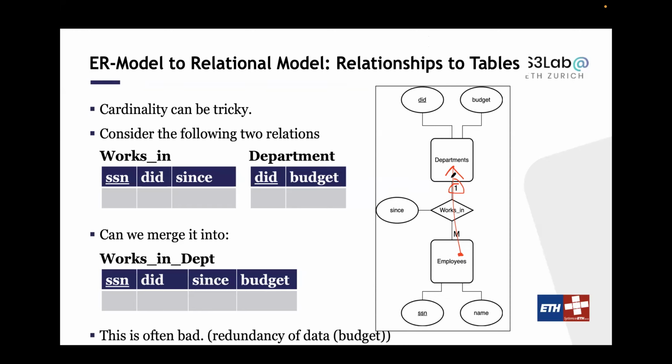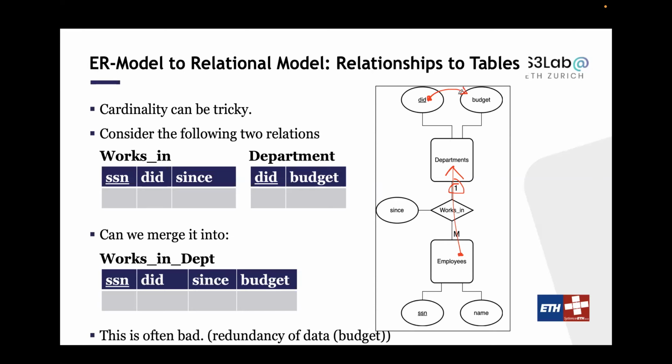Another functional dependency that you have is, if you look at the department relation, the entity side, the department ID is a primary key. So you'll have a functional dependency from department ID to budget.